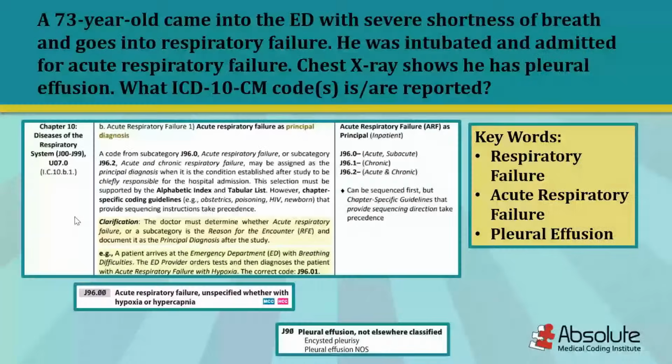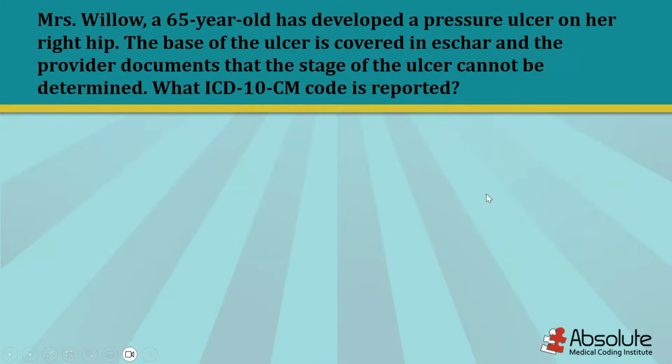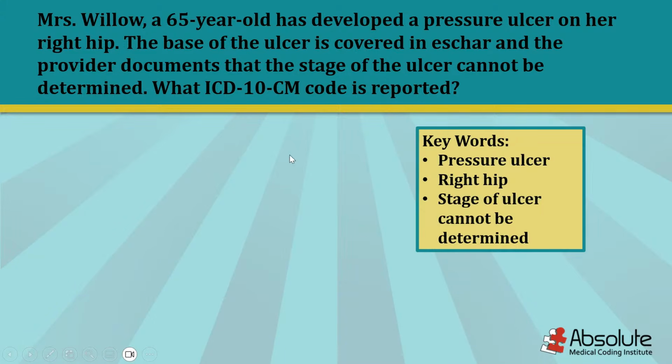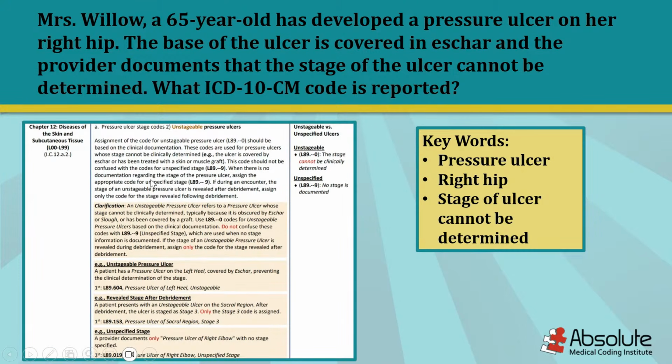Okay. So here is our scenario. So again, 65-year-old, pressure ulcer on her right hip, base of the ulcer is covered in eschar, and the provider documents the stage of the ulcer cannot be determined. What codes are we reporting? So as everyone said, we're going to be focused on that pressure ulcer, specifically the pressure ulcer on the right hip. Also that the stage of ulcer cannot be determined. And I also got an overwhelming response of what guideline we're going to be using. This is a big one. So yes, IC12A2, pressure ulcer, stage codes, unstageable pressure ulcer. That is like a mouthful.